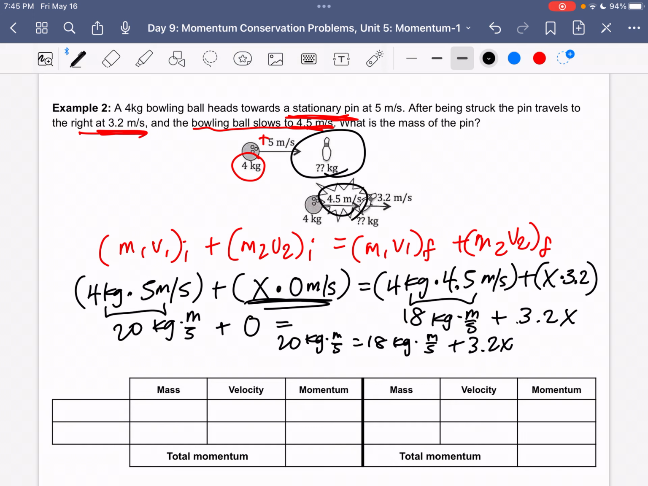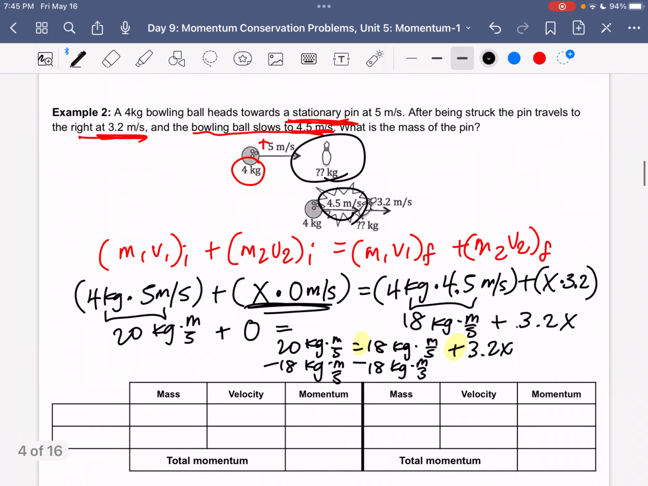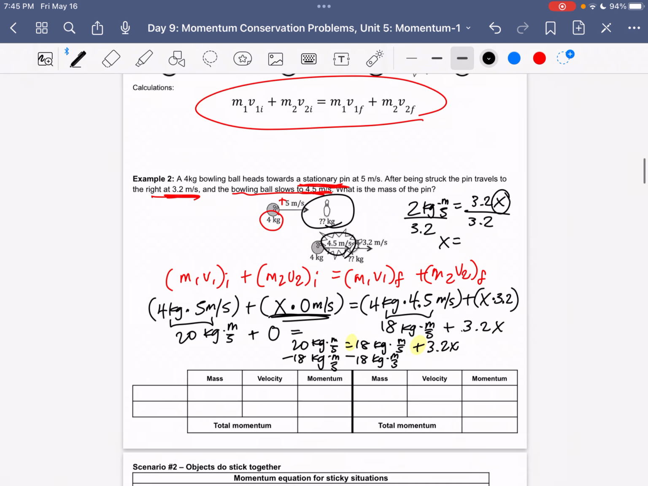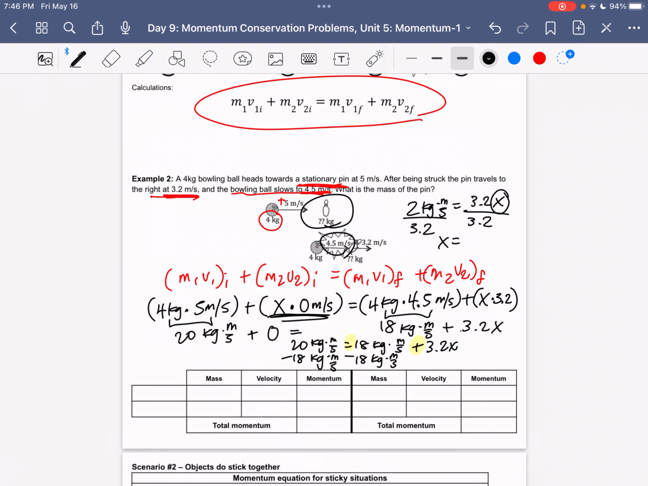plus 3.2x. To get the x by itself, because this is a plus sign, we have to do the opposite of what the plus sign is. So it would be minus 18 on both sides, which gives us 2 equals 3.2x. So to get the x by itself, we divide by 3.2 on both sides to get whatever our number was, 0.625. So you could do it the math way or you could do it the chart way. It is up to you.